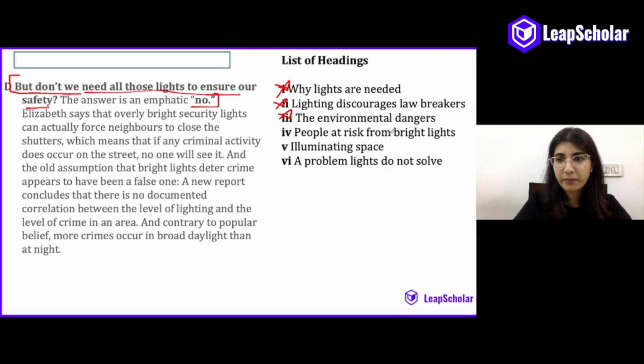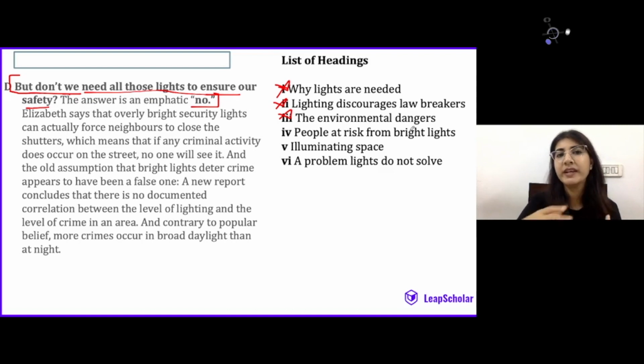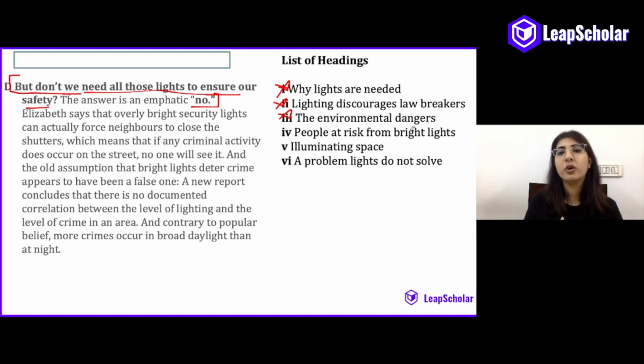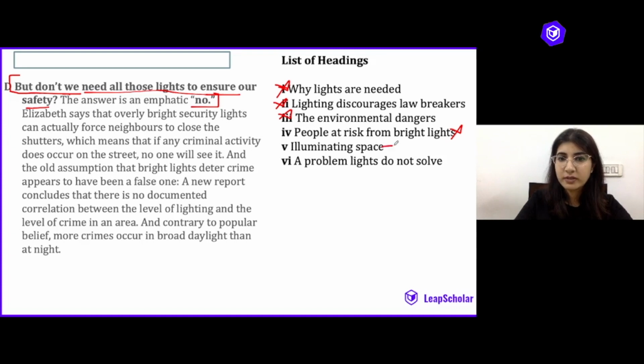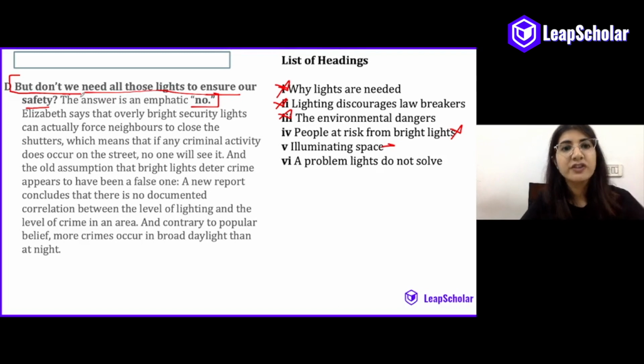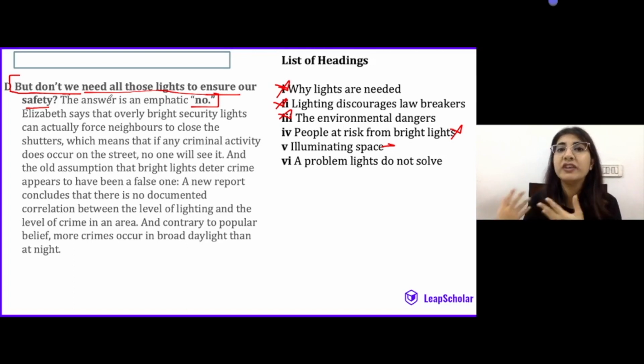People at risk from bright lights. All right, this is again not something that it mentions or gives an example for. It is just stating that light does not ensure safety. It is not stating that people are at risk or lights are dangerous for people. So this is not given, so this is crossed out. Illuminating space? No, that is again not something that is being mentioned. A problem lights do not solve? Light does not ensure safety, which means safety is a problem. Safety is something that is not being assured. So crime is a problem that lights are not solving.